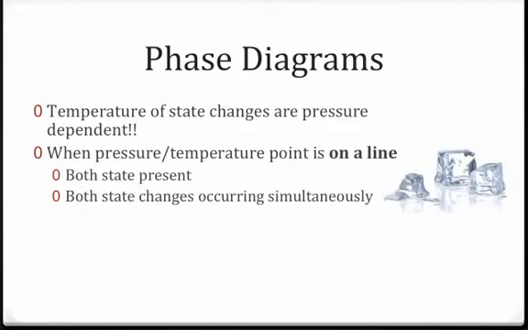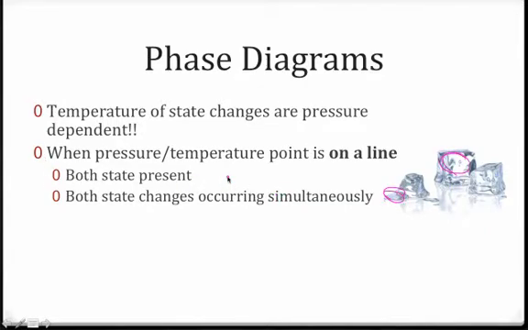We can talk about the graph a little more. When you find that your pressure and temperature is on the actual line, meaning it's on one of the lines separating our different things, what ends up happening here is a couple things. Both states are present. So for example, if we're on the solid-liquid line, you end up getting liquid water and solid water at the same time.